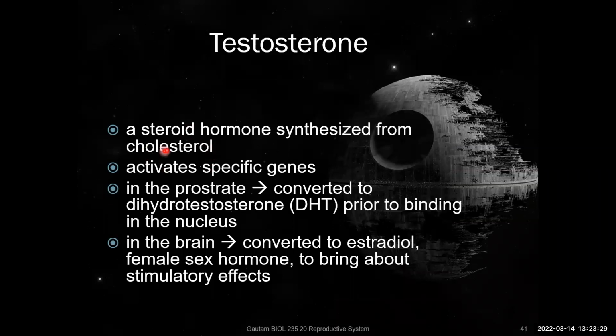So testosterone is a steroid hormone, right? So it's fat soluble, synthesized, of course, from cholesterol. It can activate specific genes, and that's why the growth spurts occur during puberty. This is when you have increasing levels of testosterone being released. Within the prostate gland, it gets converted to a molecule called dihydrotestosterone, but you don't need to know about the prostate part.